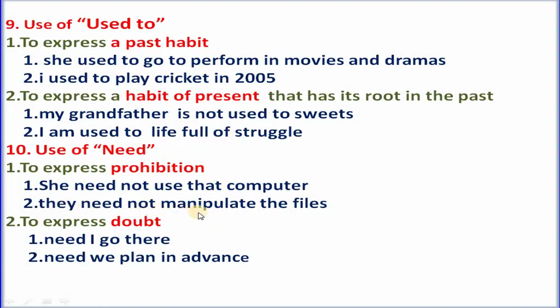They need not manipulate the files. So these are the examples of the prohibition of expression. To express doubt: Shall I go there, or need I go there? Need we plan in advance? These express doubt. We don't know whether it is really there or not. But here we have doubt. That is the situation in which we use need.